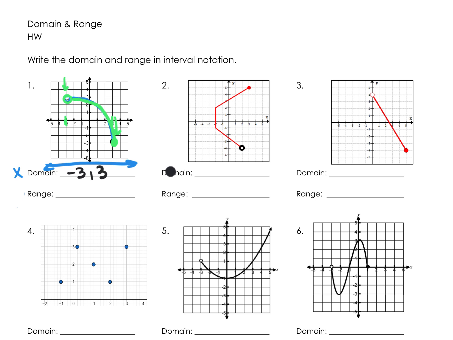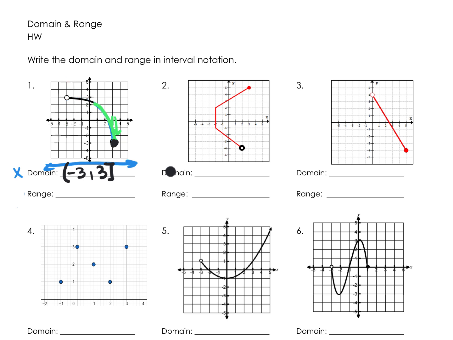So my domain is going to be the interval from -3 to 3 and everything in between. At -3, I will have an open parentheses. And at 3, I will have a closed bracket because it's a closed circle and an open circle.